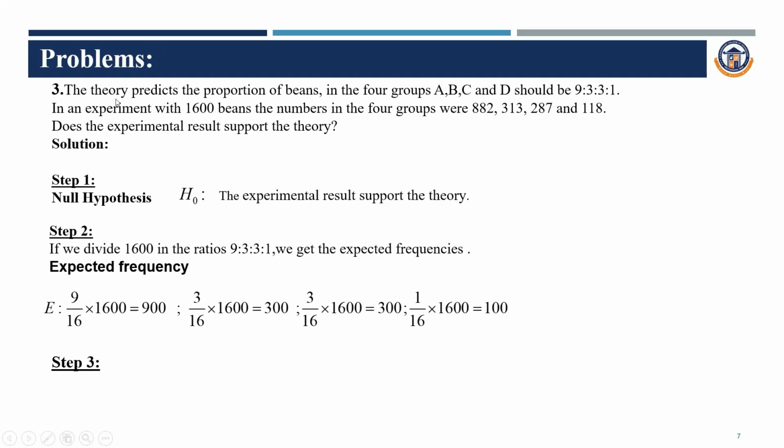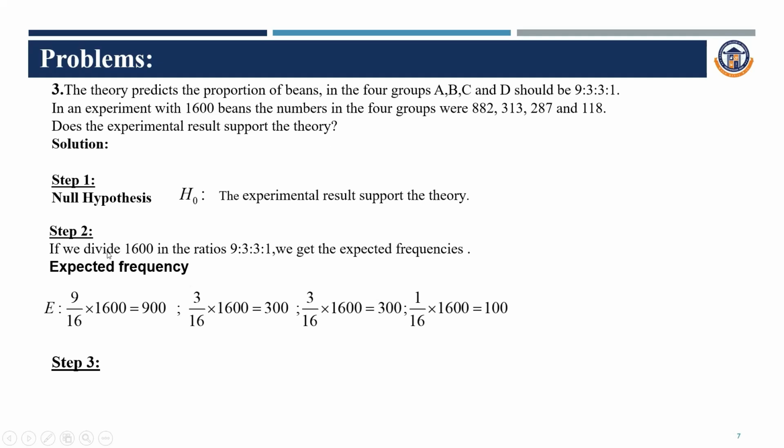Now we come to the third problem. The theory predicts that the proportion of beans in the four groups A, B, C, D should be 9:3:3:1. In an experiment with 1600 beans, the numbers in the four groups were 882, 313, 287 and 118. Does the experimental result support the theory? In this problem, the null hypothesis is that the experimental result supports the theory.